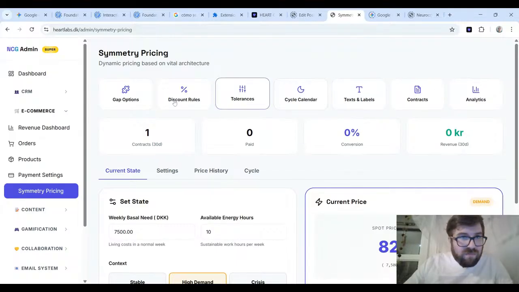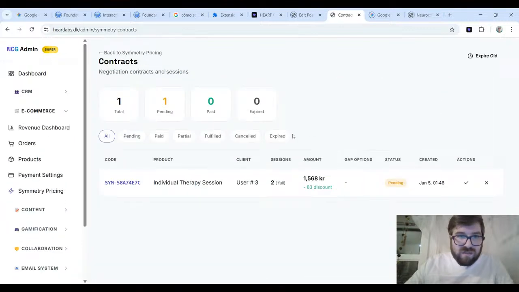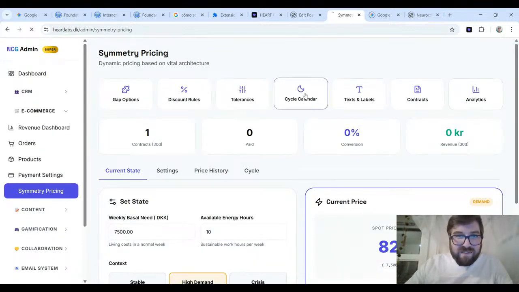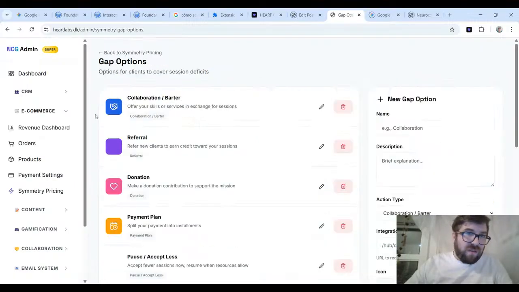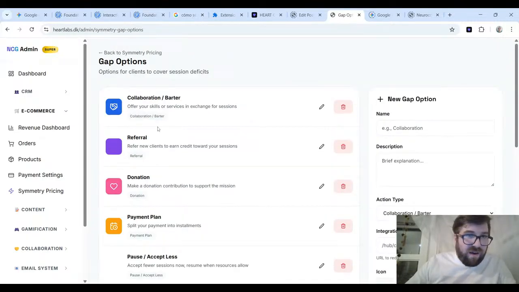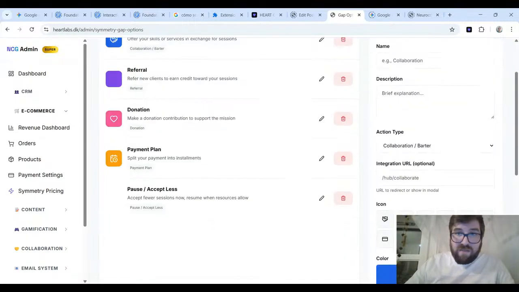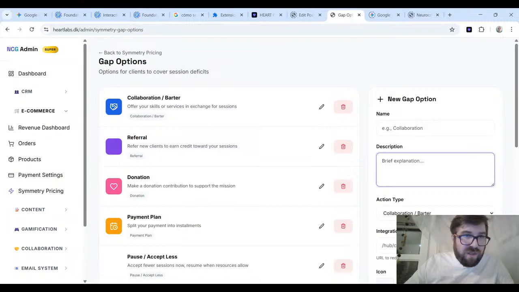I don't remember where it is. Contracts, is it? No. Where was the part about covering? Okay, here, the first one, gap options. So you can add different ideas and create new ones, and you can add different options so they can cover that gap.